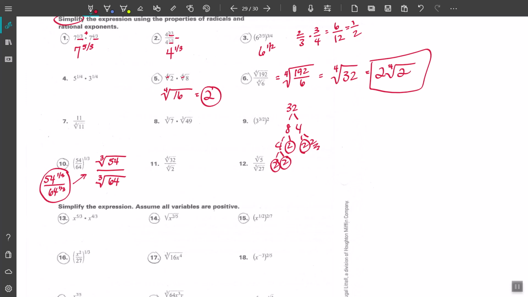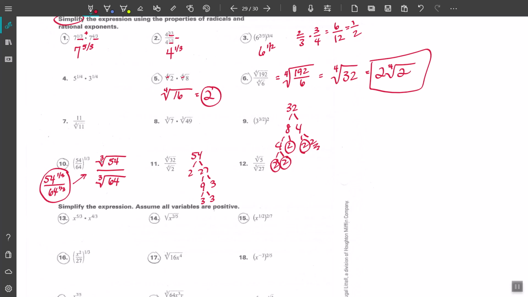The cubed root of 54, there's not a perfect cube root of 54. And so we have to go off to the side and do our factor tree. Remember, on the factor tree, you're done with the branch if you have a prime number. So all of these are prime. That's why we call it prime factoring. You take it down until all the numbers left are prime.